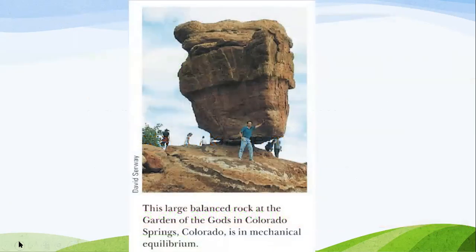Now, here's an example of a natural object that is in mechanical equilibrium. This is a picture of a large balanced rock at the Garden of the Gods in Colorado. As you see here, this big rock is attached to the ground by this small area, but the rock is really huge. You can compare with the size of the person standing up here. However, this big rock is in mechanical equilibrium. It is not rotating or rolling over this edge, and it is not moving linearly at all.